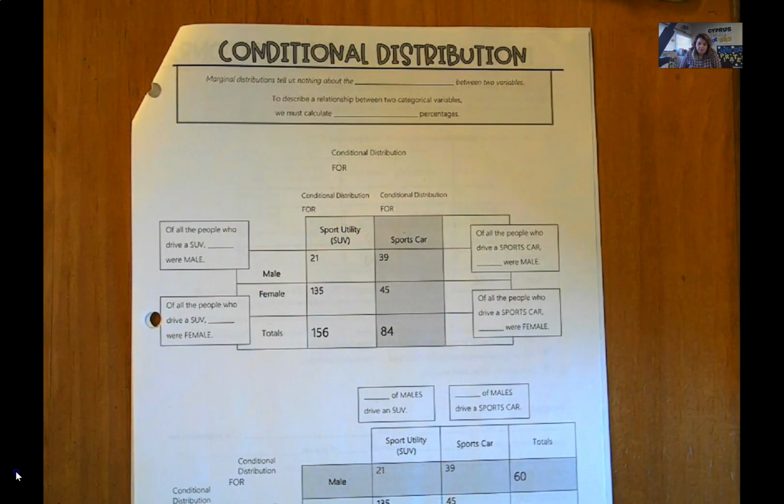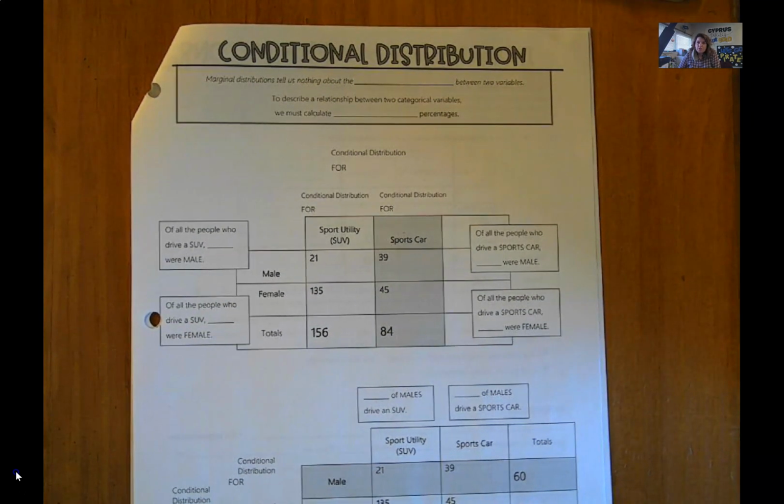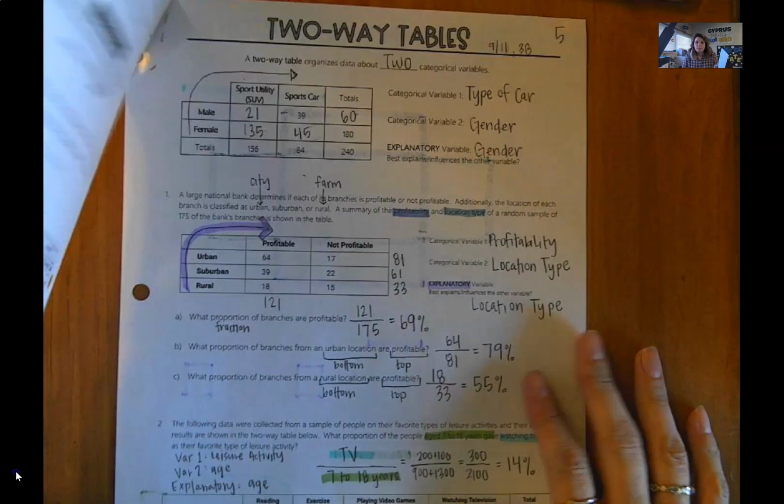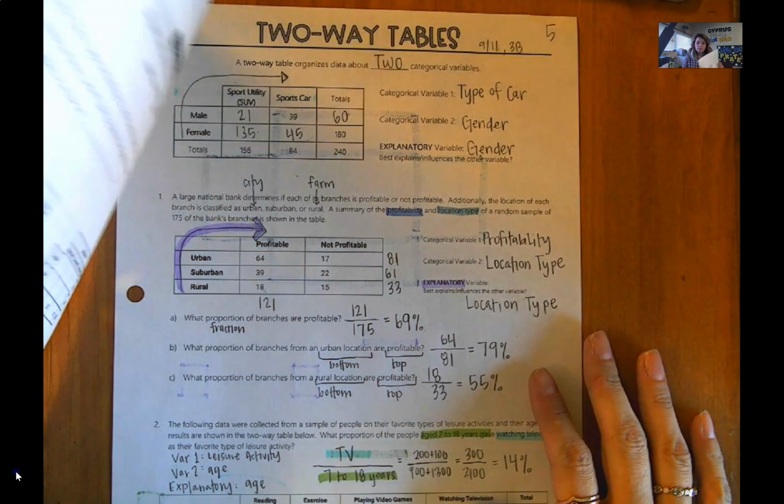Okay, family, we're getting there. We're on our third part of this lesson. So we have looked at two-way tables. What information do they give us?